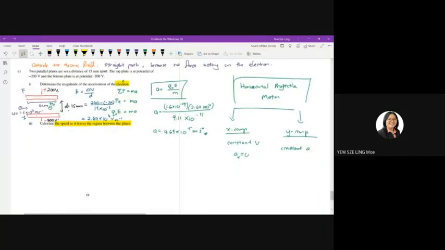So let us see. Vx, when it comes to horizontal projectile motion, we know that it's moving with constant v. Therefore, Vx equals Ux, which is 1.5 times 10 to the power of 7 ms^-1. So done. How about Vy? We don't have enough information yet. If you look at the information that we have right now, we have Ay equals, from the previous question, 4.69 times 10 to the power of 15 ms^-2.